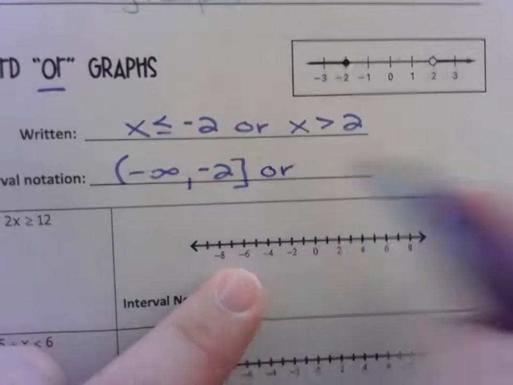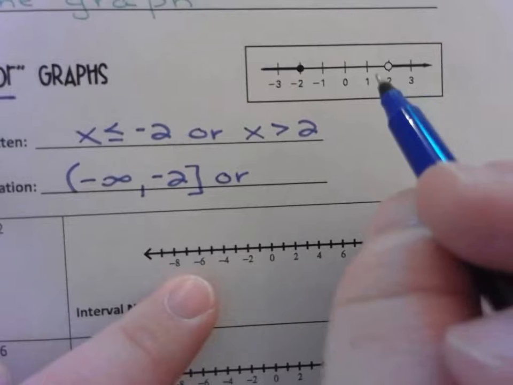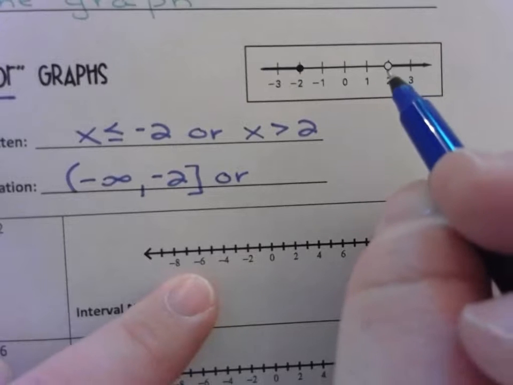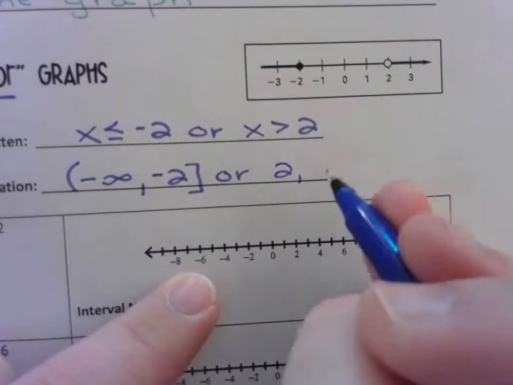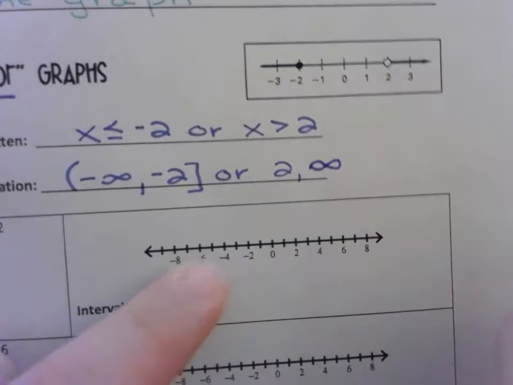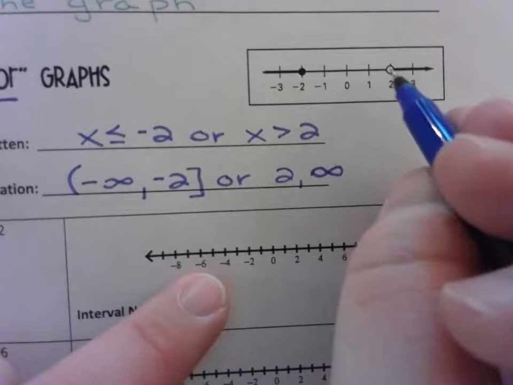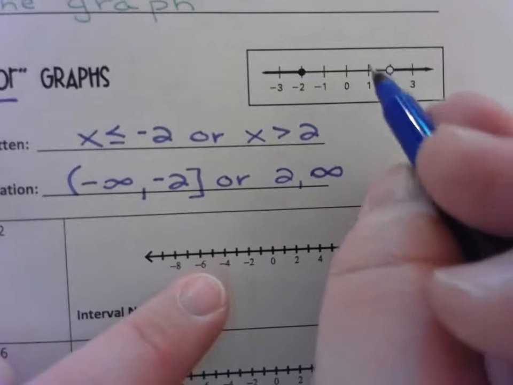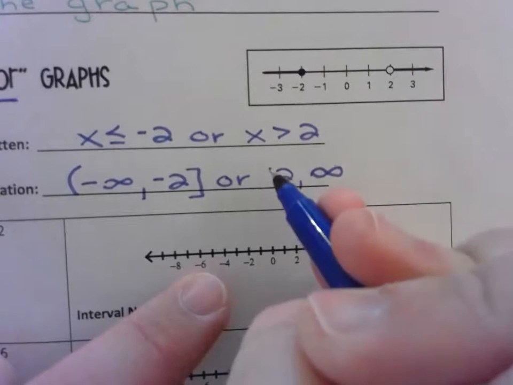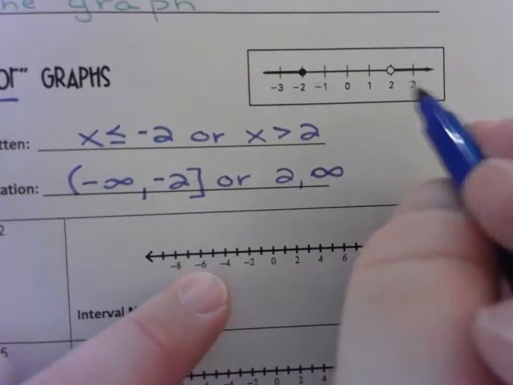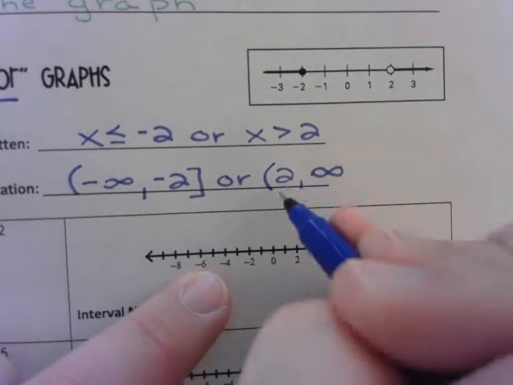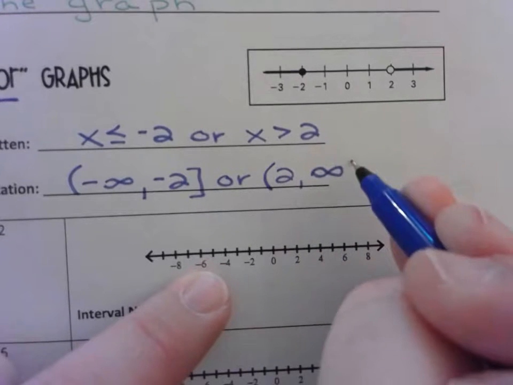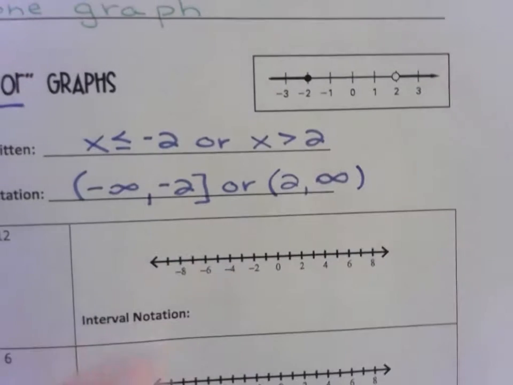Now look at the inequality on the right. Start from the left. I'm starting with what number? 2, comma, infinity. Now let's look at 2. What type of parentheses or brackets do I have with 2? It's an open circle, so parenthesis, I cannot include 2. So parenthesis 2, comma, infinity, parenthesis. And that's how you do it. It's the same thing, we're just doing it twice.